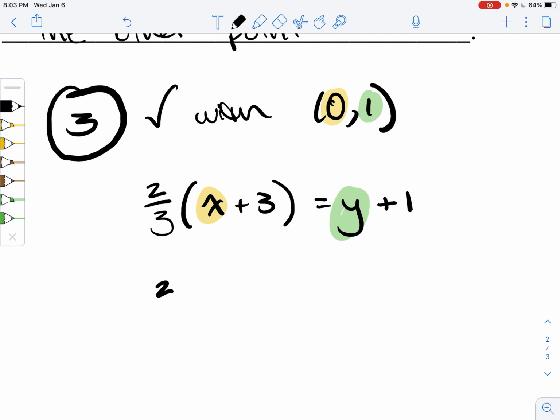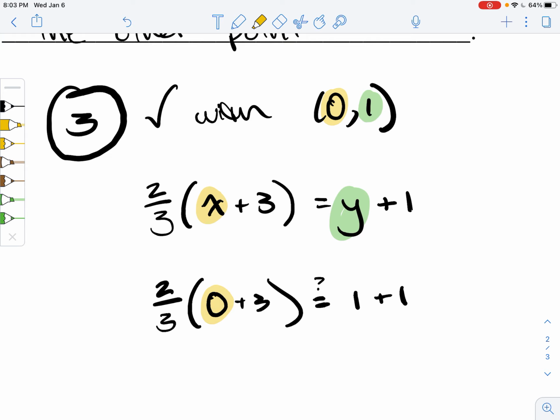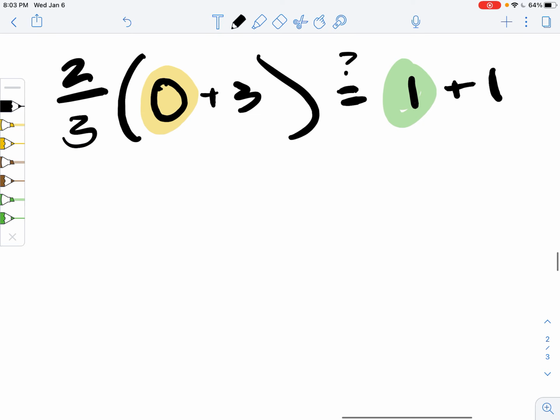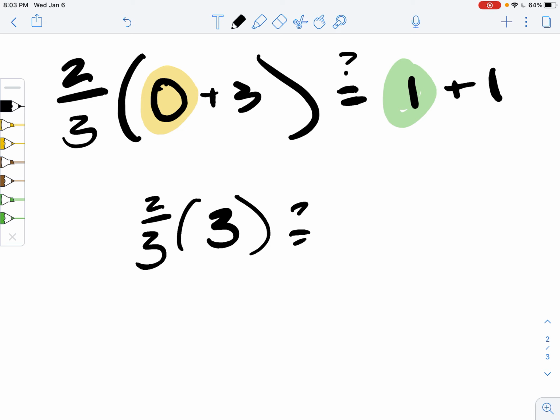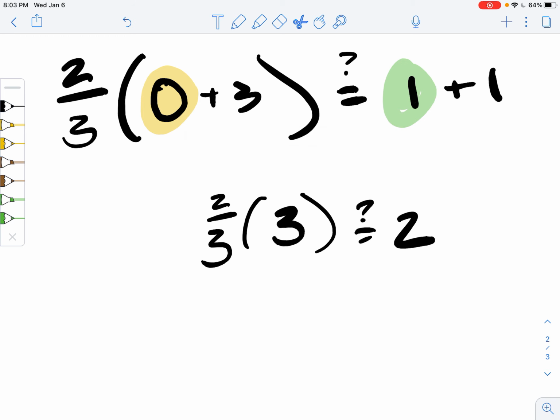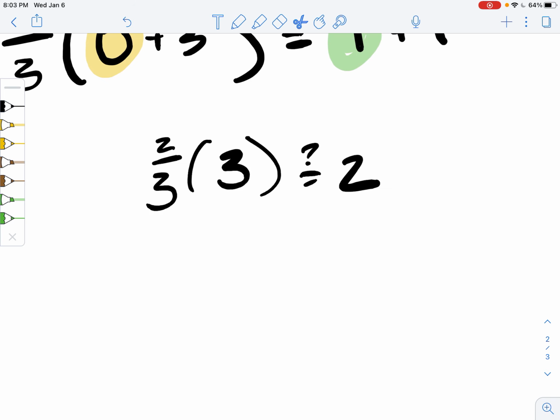Is it true that 2/3 of 0 plus 3 equals 1 plus 1? Question mark? Is it true? Well, I don't know. Let's figure it out. So easiest, 0 plus 3 is 3. Is 2/3 of 3 equal to 1 plus 1, which is 2? I feel like that's the most basic math ever. 2/3 times 3, those 3's will cancel out, giving us 2, and 2 is 2.